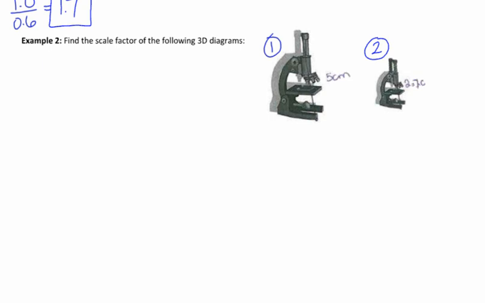So image over object, or new over original, is 2.7 over 5, which gives me 0.54, which satisfies what we predicted. It is a reduction, or we've shrunk our original because my scale factor is less than 1 after I divided my new image over my original object.